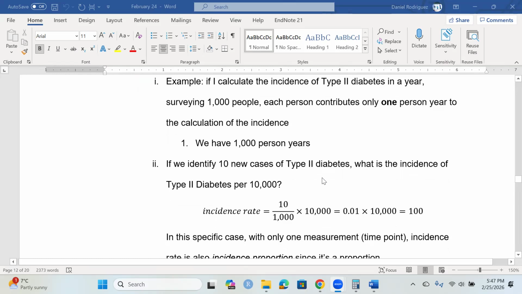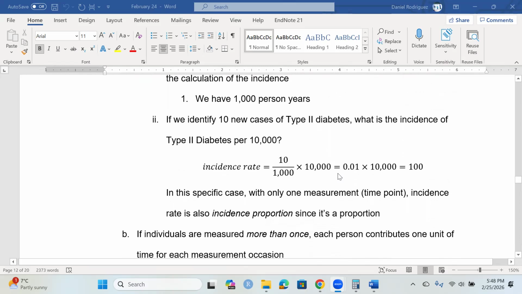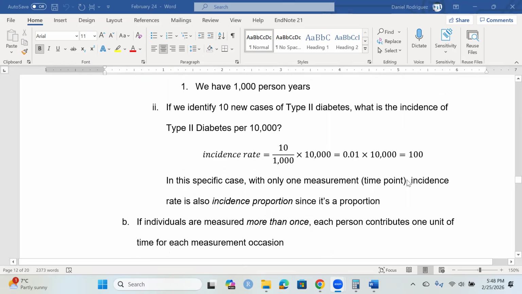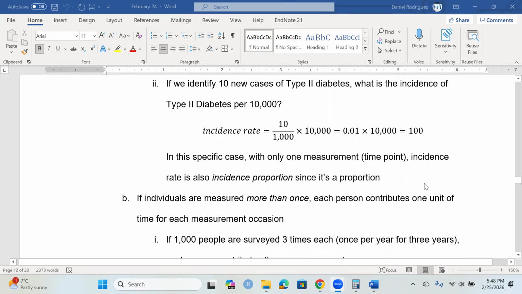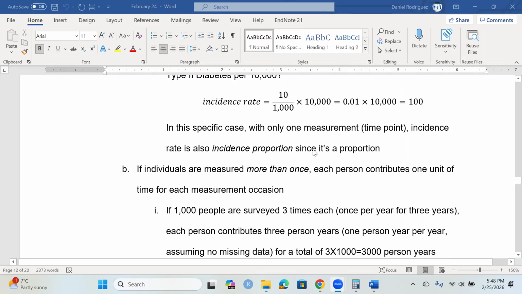Now, if we find that there are 10 new cases of type 2 diabetes, the incidence of type 2 diabetes, and we wanted to know what it is per 10,000, we do 10 divided by 1,000 and multiply that by 10,000, so we get a rate per 10,000. So we'd have 100 per 10,000. So it means 100 individuals out of 10,000 came down with type 2 diabetes, or new cases of type 2 diabetes. In this case, though, this is actually an incidence proportion because it's the proportion of those 1,000 who became afflicted with type 2 diabetes.